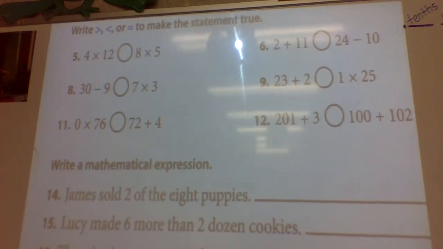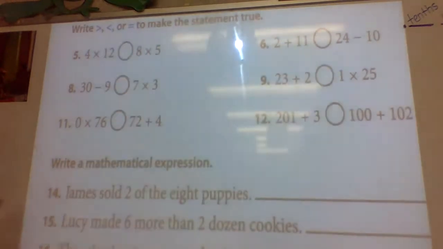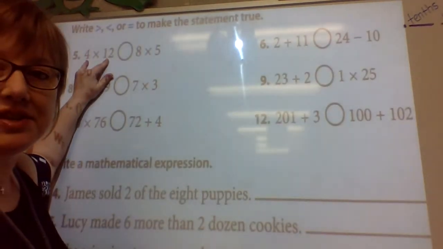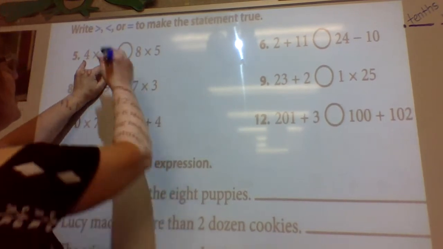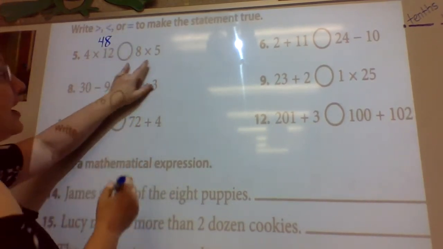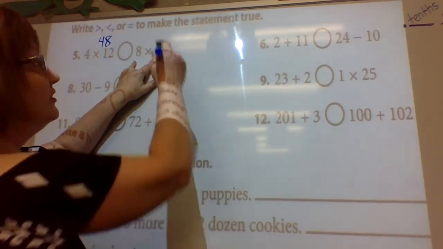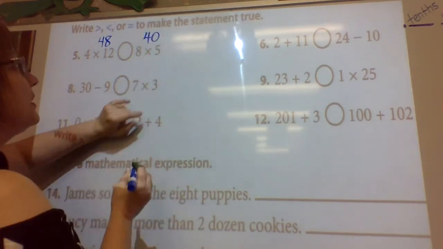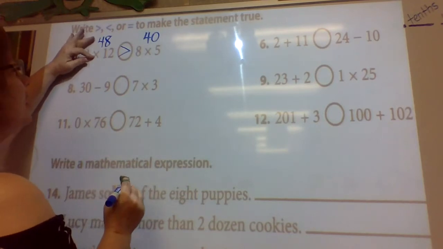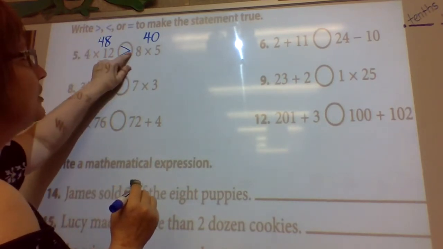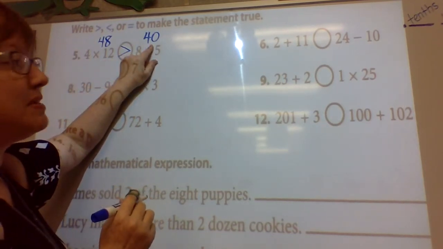Greater than, less than, or equal to. Okay? 4 times 12, you have to do the problem and figure out what it equals. 4 times 12 is what? That's 48. And 8 times 5 is 40. So which one is bigger? This one. So put the large gap by the largest number, the tiny little point by the smallest number.